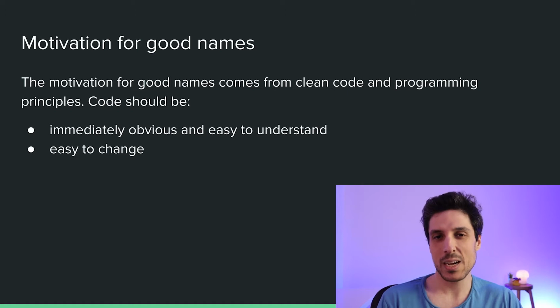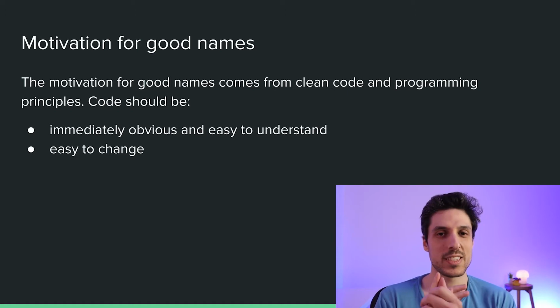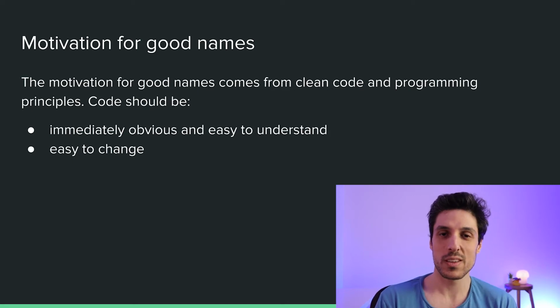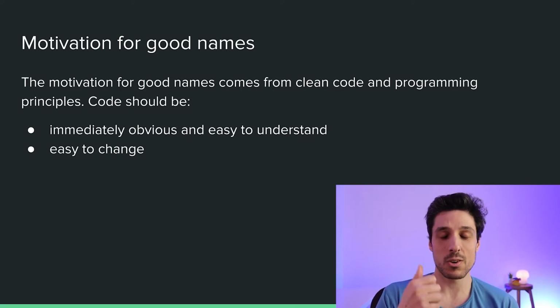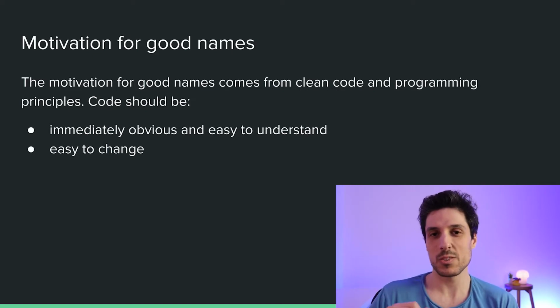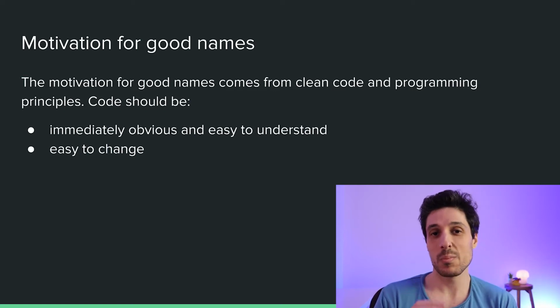Well, it comes from clean code and programming principles, which tell us that we want code that is as easy as possible to work with, to change, all those good things. And names help us in a few ways. So first of all, names help us understand code faster. And this means that we can work quicker, okay? Because we spend less time reading old code trying to understand it and more time writing new code.